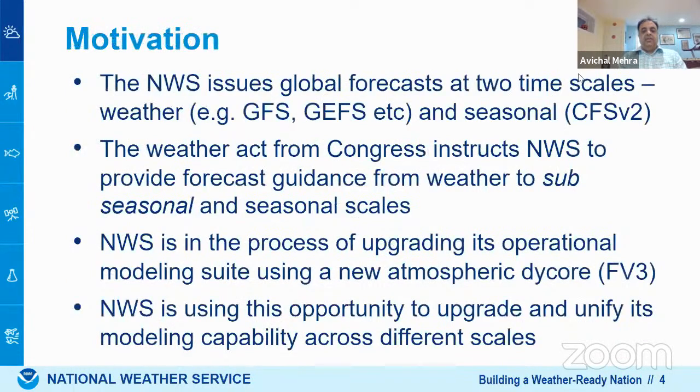In context of motivation, the Weather Service issues global forecasts at primarily 2 timescales: weather or medium range, which would come from systems like GFS and GEFS, as well as seasonal from CFS version 2. The Weather Act, around 2 to 3 years ago, from Congress instructed us to provide forecast guidance from weather to subseasonal and seasonal scales. So that informed our role here.